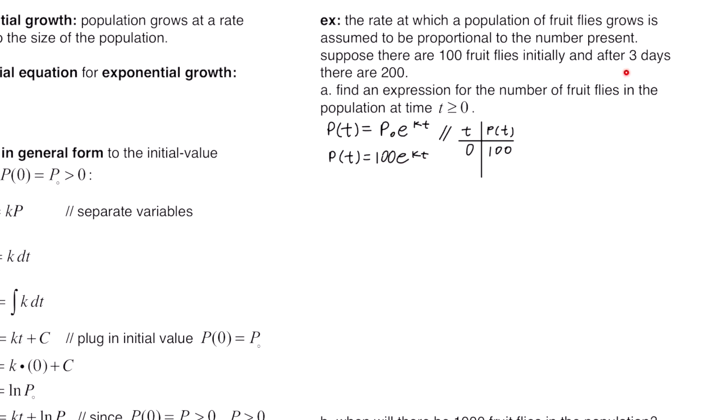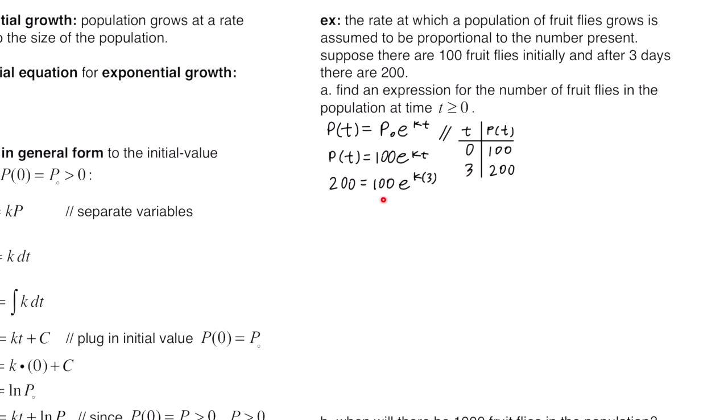So next we use the next set of data. It says after 3 days, there are going to be 200 fruit flies. So I just wrote that here, 3 days, 200 fruit flies, and let's go ahead and plug this into this equation. We take the 200 and plug it in for P, and then 3 is plugged in for t.